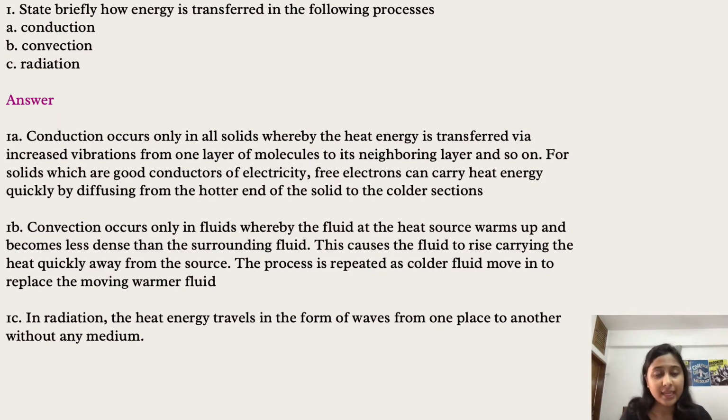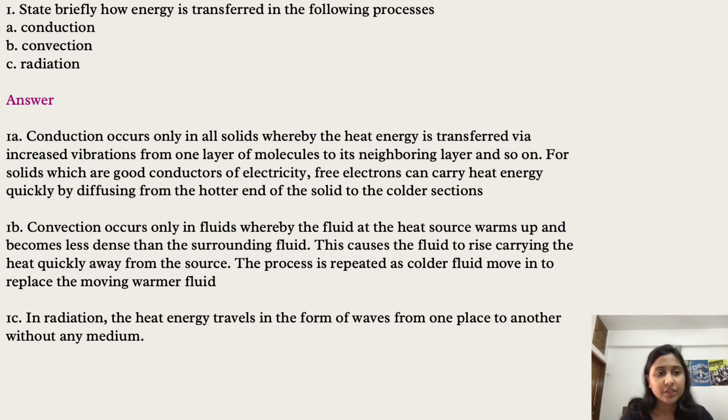Now let us look at the answer. 1A says conduction only occurs in all solids whereby the heat energy is transferred via increased vibrations from one layer of molecules to its neighboring layer and so on. For solids which are good conductors of electricity, free electrons can carry heat energy quickly by diffusing from the hotter end of the solid to the colder section. That's what we discussed in the first video of heat, if you can remember. That transfer of heat basically happens from a hotter object to a cooler object. So this was all about conduction.